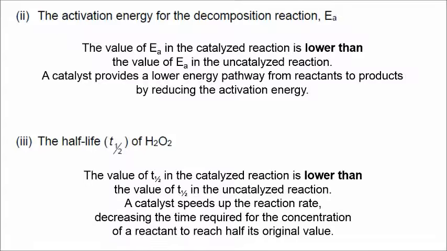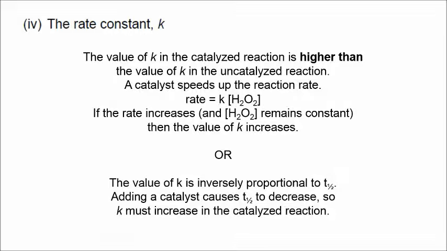And then part 4 of this question, part G, the rate constant. At a faster reaction rate, K will increase. So a catalyst speeds up the reaction rate, and if the rate increases, and we're assuming that the initial concentration of hydrogen peroxide remains constant, well, something else has to increase. So if the rate goes up, then the value of K would increase as well. Another way you could have justified your answer is to use that equation showing that K is inversely proportional to the half-life. We've already said that adding a catalyst causes the half-life to decrease, so therefore the value of K must increase.